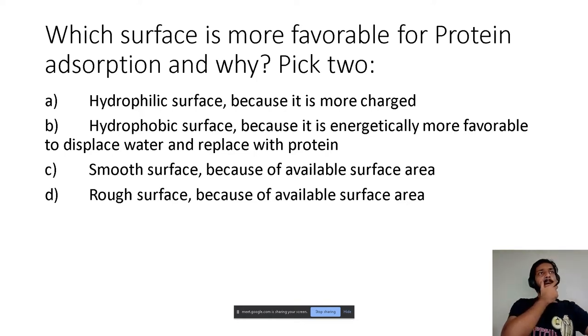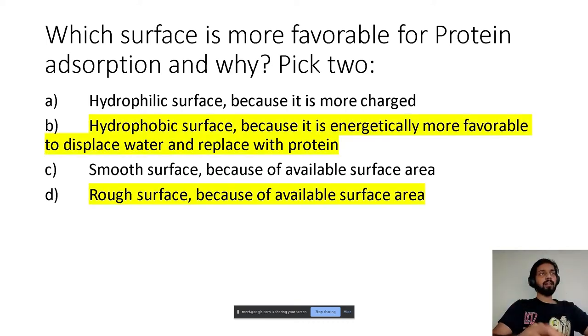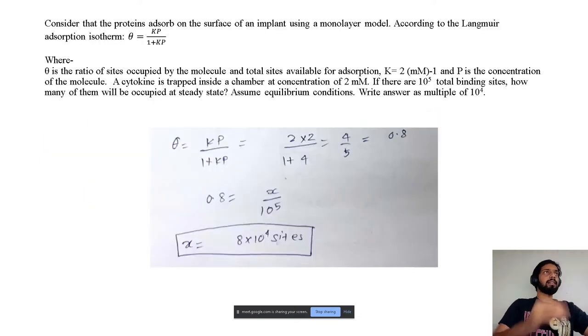Hydrophobic and rough. Okay. So you think it's a hydrophobic surface because it's energetically more favored to displace water, and a rough surface because of an increased surface area. Yeah, both of them are correct. Okay. So there is this problem that we discussed last class, I believe.